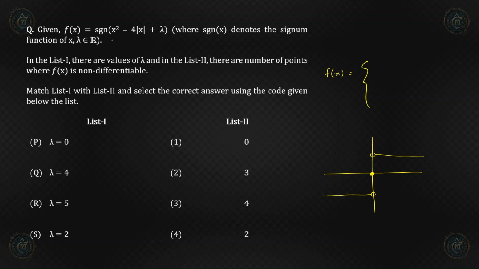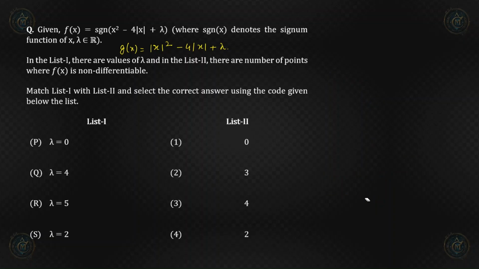So the function inside this signum function is what? x square minus 4 mod x plus lambda, right? So this we can write as mod of x square minus 4 times mod x plus lambda. This is our function. Let's call this g(x). So we have to determine at how many points this g(x) changes its sign.